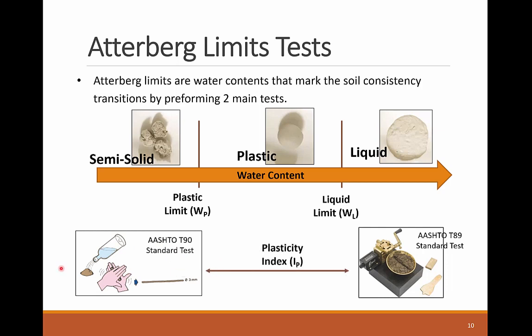The plasticity index, IP, is the numerical difference between the liquid limit and the plastic limit, which indicates the values of the water content range over which the soil remains plastic.